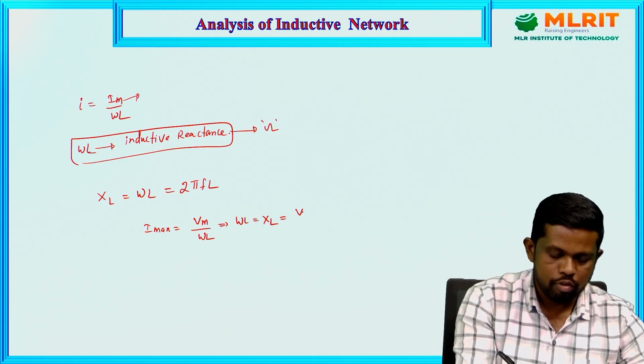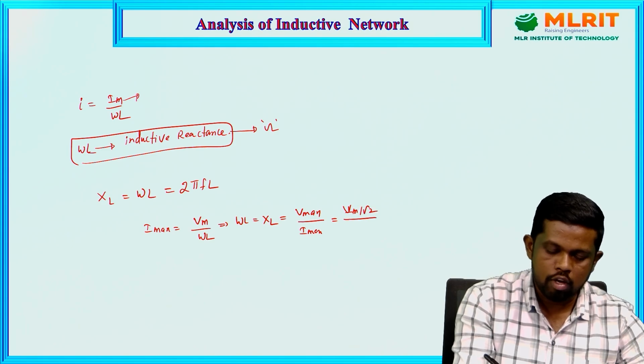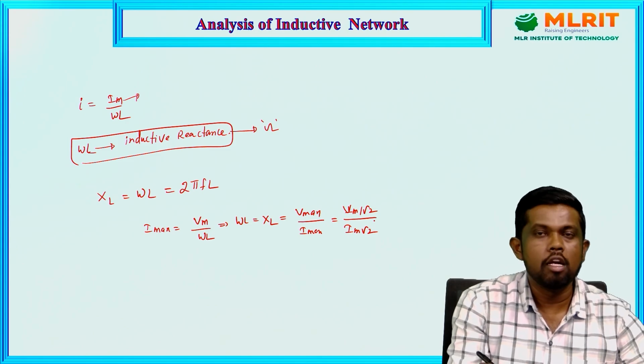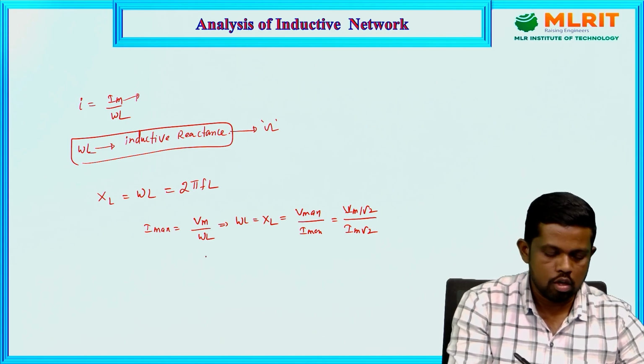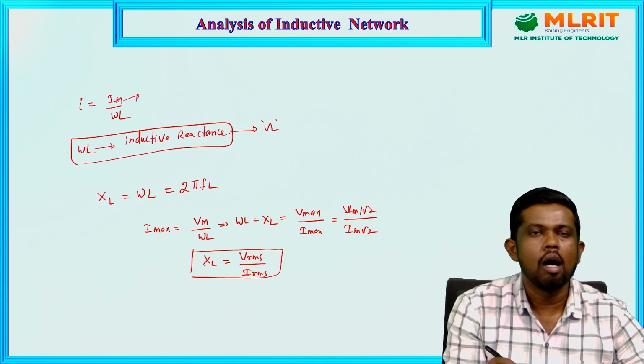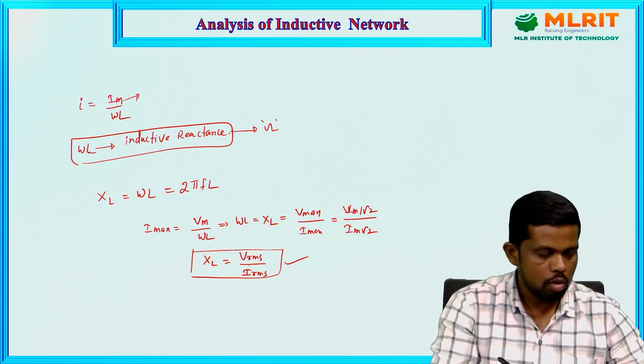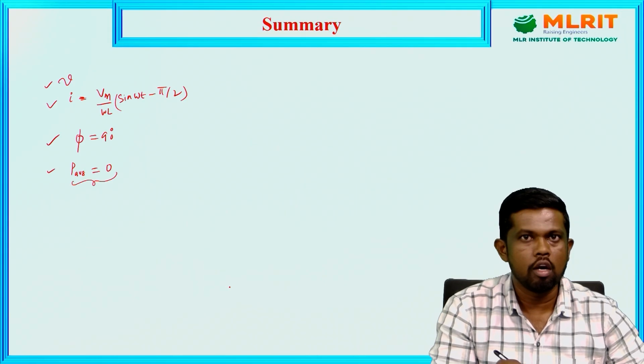Which means XL equals Vmax upon Imax. Here Vmax we need to write as Vm by root 2, then Im by root 2. Simply, we divide and multiply with root 2 so that we get this. Therefore, XL equals Vrms upon Irms. The inductive reactance of any coil is the ratio of the applied voltage and current. We need to remember this: XL equals Vrms upon Irms.